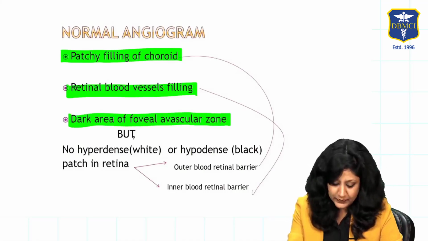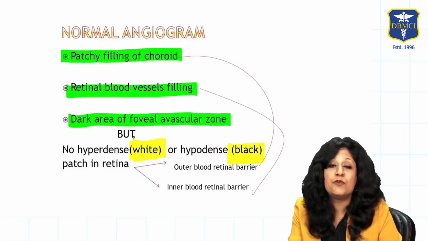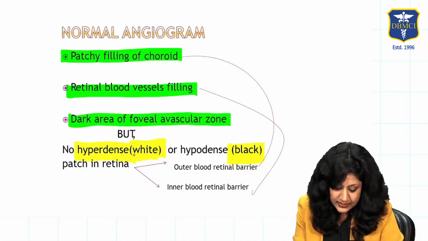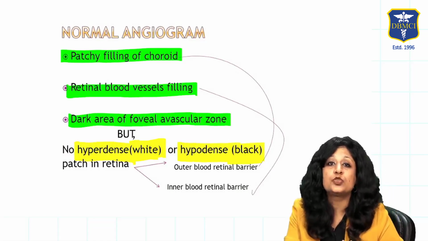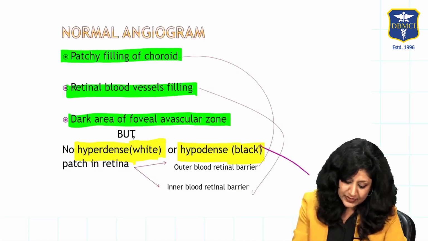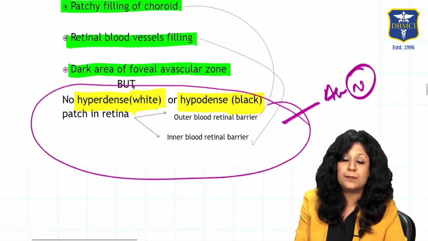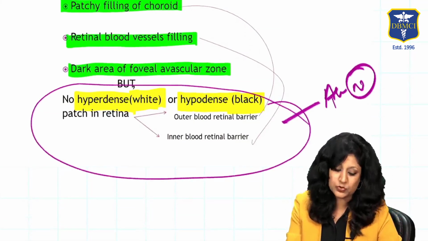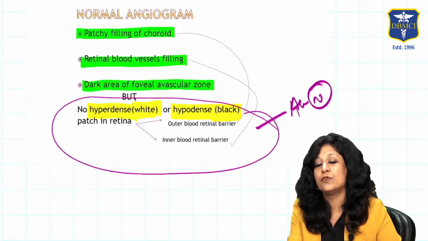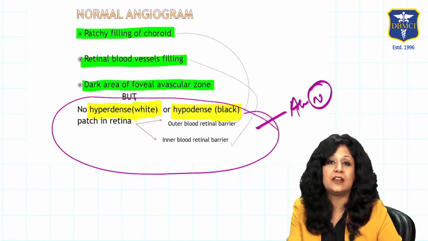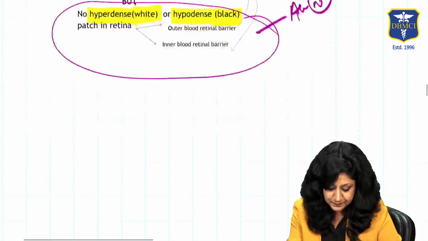Now, what they are saying, you can also see certain white areas and certain black areas. White areas are the hyperdense areas and the black areas are the hypodense areas. So normally you should not see them. If these are present, then this is abnormal. So there should be no hyperfluorescent or hypofluorescent areas. Normally we should have patchy filling of the choroid, we should see the retinal blood vessel filling and a dark foveolar avascular zone. No hyper or hypofluorescent areas should be seen in the normal angiography. If you are seeing them, that means it's not normal.